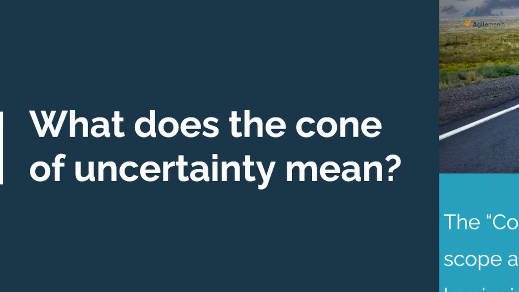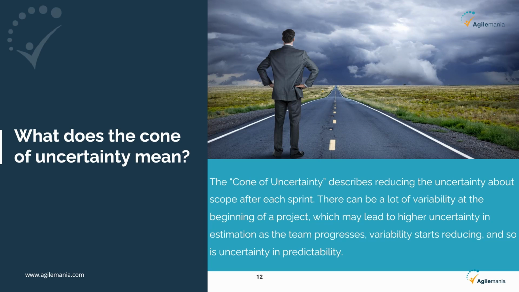What does the cone of uncertainty mean? The cone of uncertainty describes reducing the uncertainty about scope after each sprint. There can be a lot of variability at the beginning of a project, which may lead to higher uncertainty in estimation. As the team progresses, variability starts reducing, and so does uncertainty in predictability.